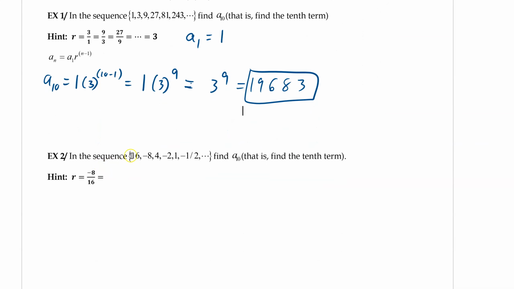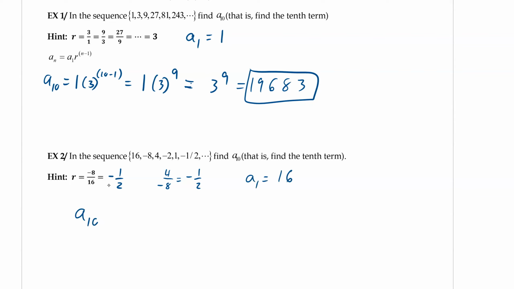In this sequence, we have 16, -8, 4, and -2. And you think, oh, it's alternating, so you have to worry about that. No, they'll take care of themselves. So again, all you have to do is -8 divided by 16, and that would give us -1/2. So we have our ratio, and if we took 4 and divided it by -8, you see it's also -1/2, no matter what you do. Our a sub 1 is 16 here.